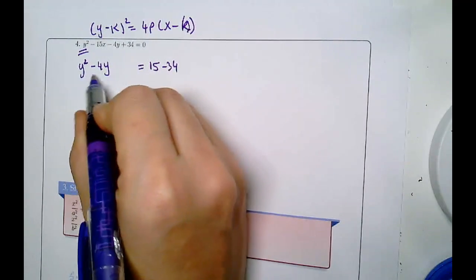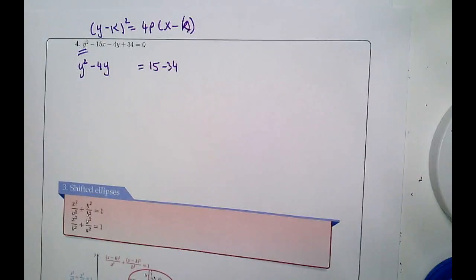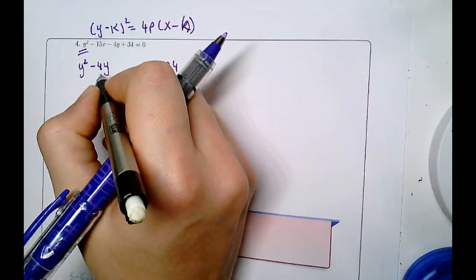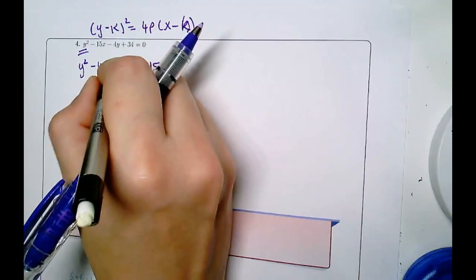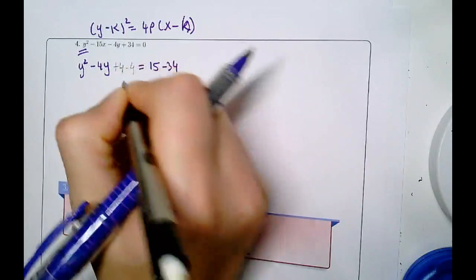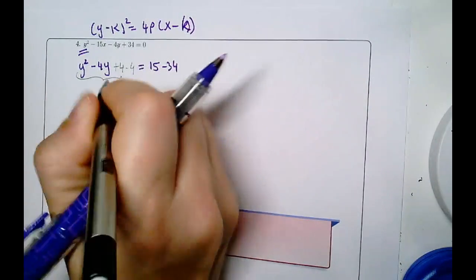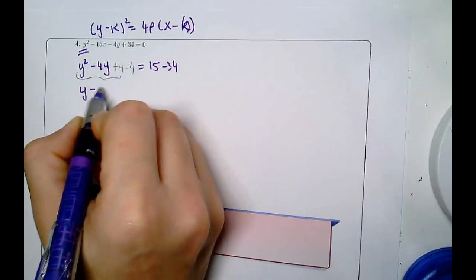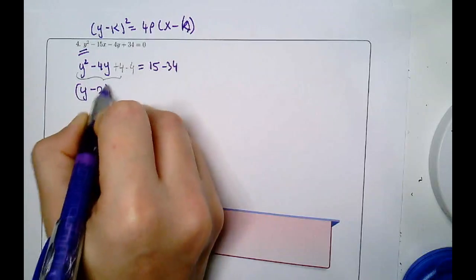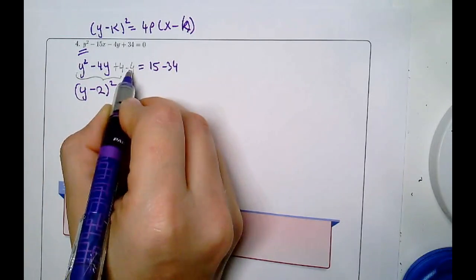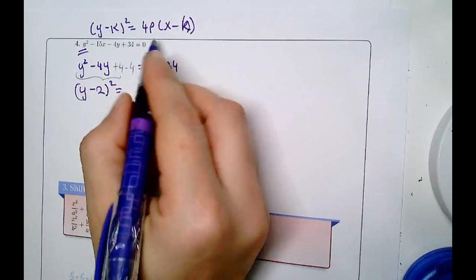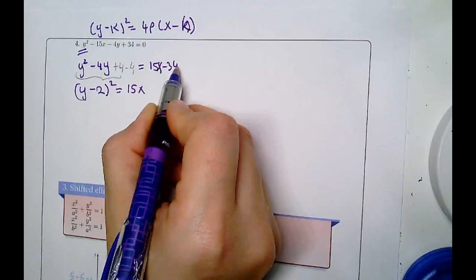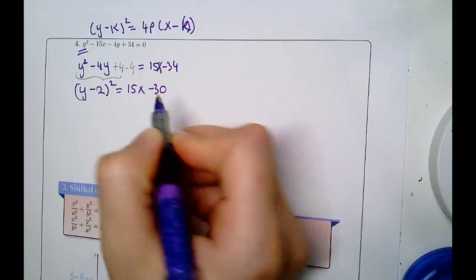And then I'm going to complete the square in y. So I'm going to take half of the coefficient of the y term and square it. So negative 4 divided by 2, half of it is negative 2, and squared, that means 4, and then I'm going to subtract it as well. And then these three terms are going to combine into y minus 2 squared. And then I'm going to add this 4 to both sides. So it's going to be 15x, negative 34 plus 4 is going to be negative 30.